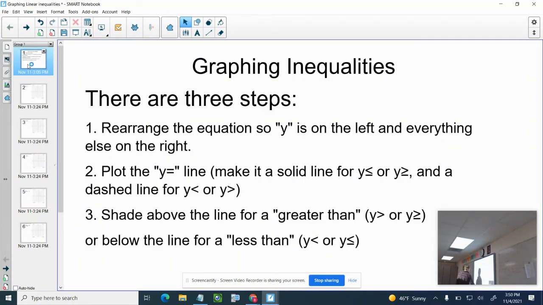Hello, we're going to go through how to graph inequalities. So we've been solving a lot of inequalities. Now we're going to graph them. We're going to see what they visually look like on an XY graph.